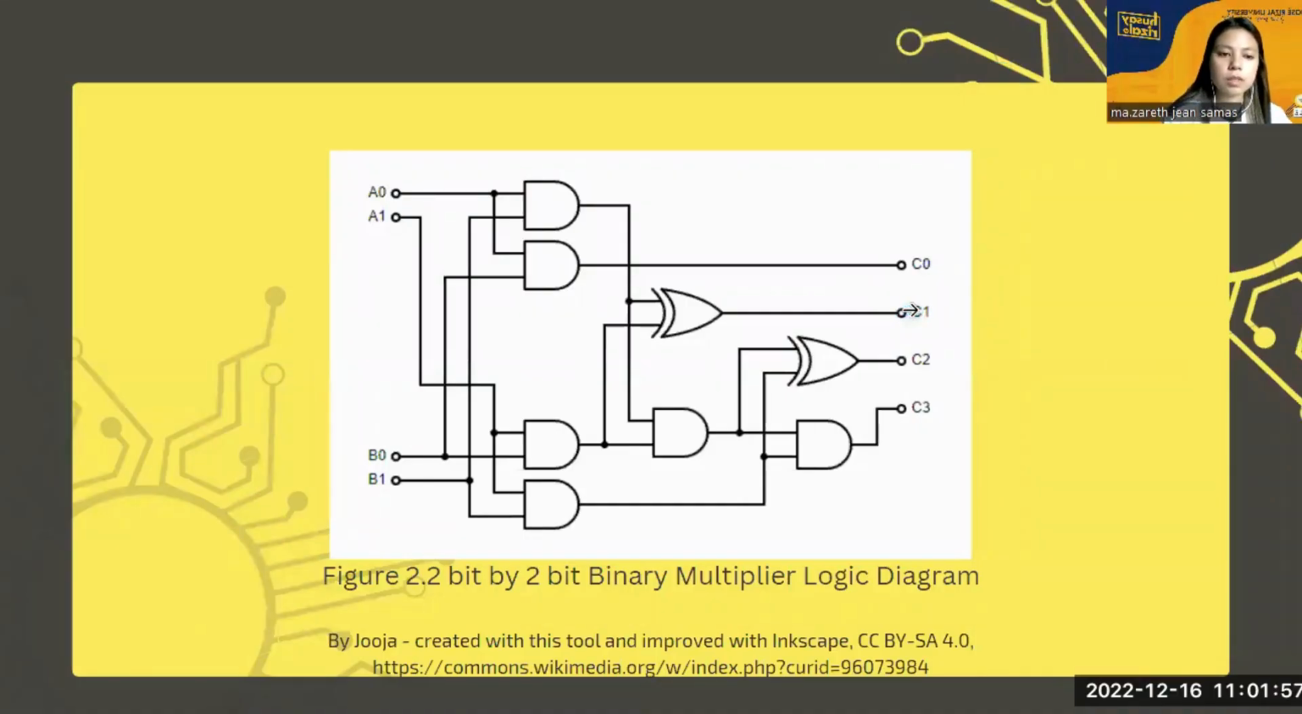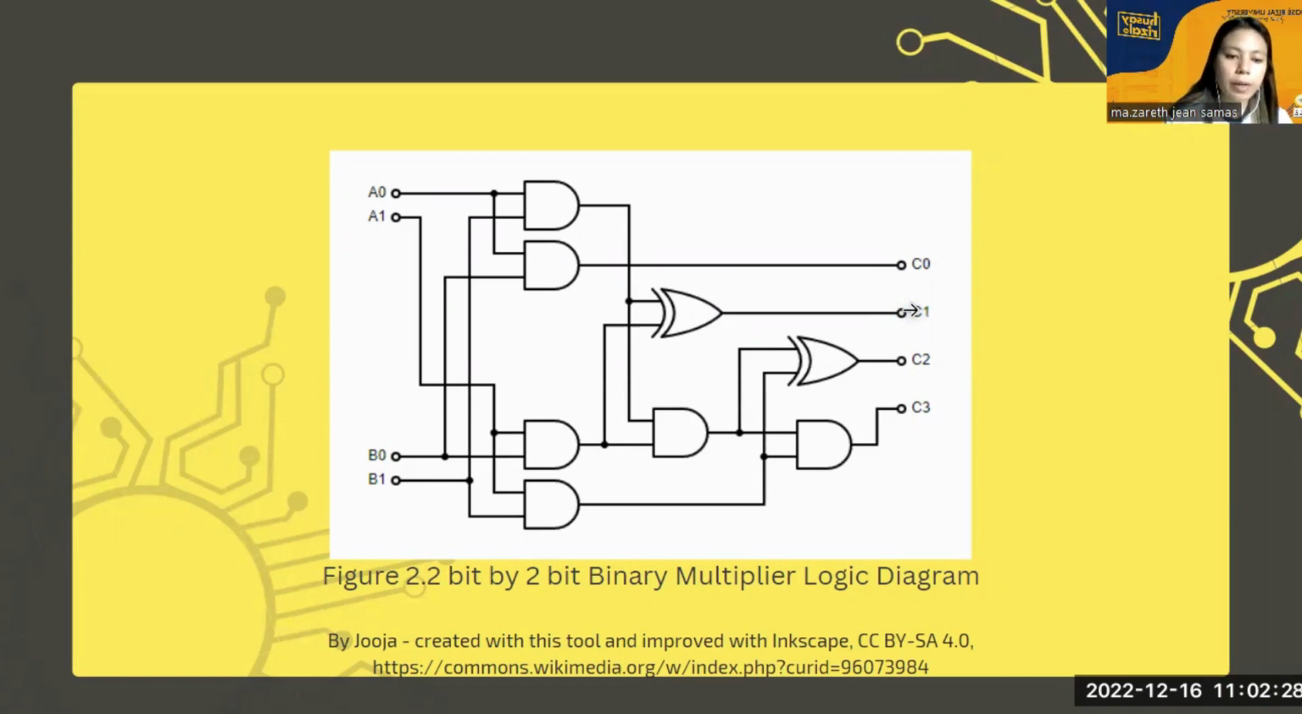Now we will be discussing the logic diagram of a 2 by 2 binary multiplier. In this discussion, we will be discussing how to use four AND gates and two half adders to multiply two 2-bit binary numbers, A and B. The inputs of our multiplier will be the 2-bit binary numbers A0, A1, B0, and B1. Before we dive into the details of our logic diagram, let's first quickly review some basic concepts in binary arithmetic.